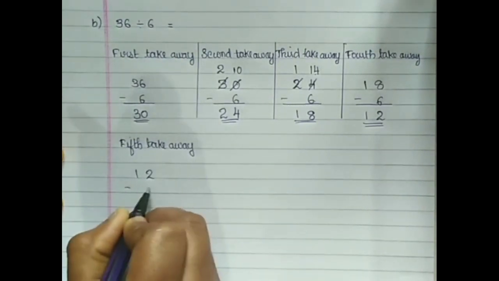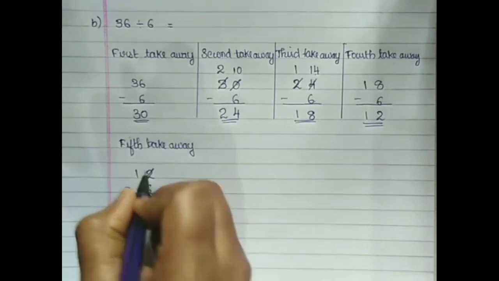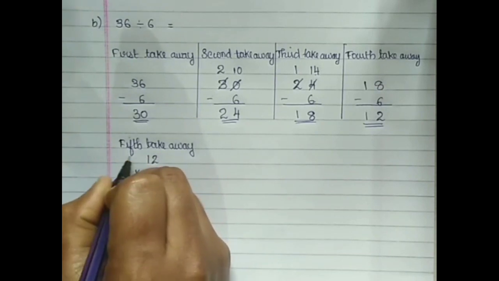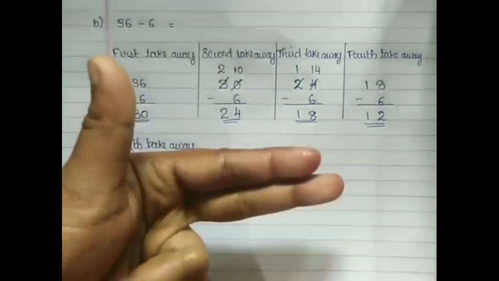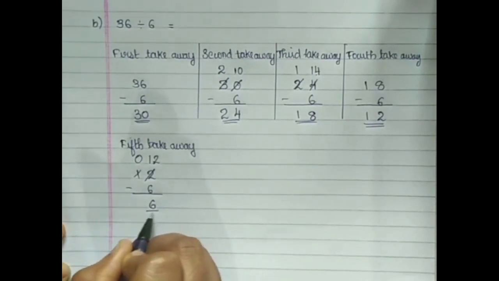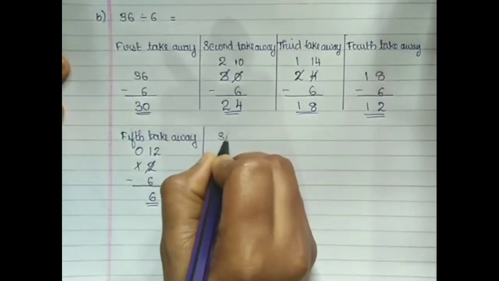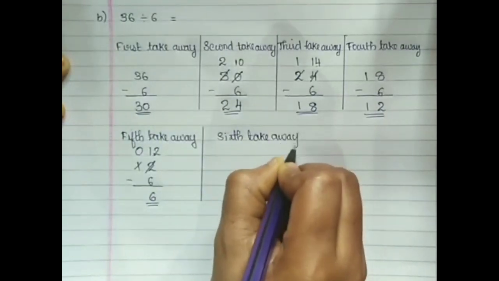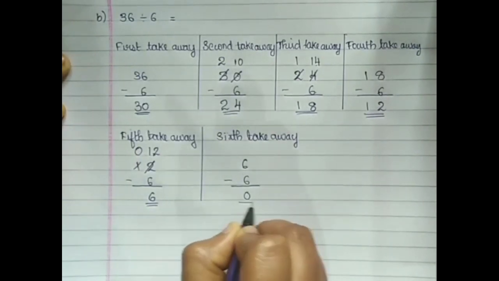12 minus 6. For that, 2 minus 6 is not possible. Borrow 1 from the number in the tens place and the number becomes 12. Since 1 is borrowed from the number 1, the number reduces to 0. 12 minus 6 equal to 7, 8, 9, 10, 11, 12. 6. So the answer is 6. Now we have to take away the number 6 from the number 6. Our sixth takeaway equal to 6 minus 6, the answer is 0.